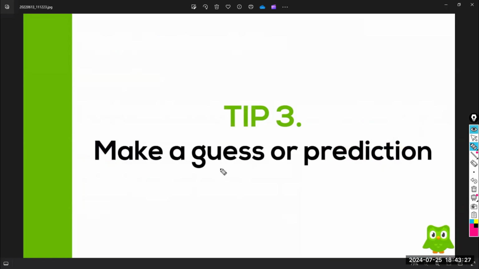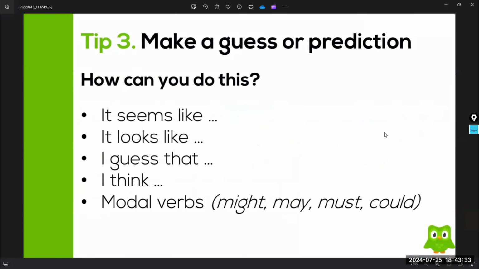Now, tip three, I have to make a guess or prediction. Some students told me, what if I want to write my guess? Maybe my guess is not correct. I know that sometimes maybe you want to write something, or maybe another student wants to write something else.